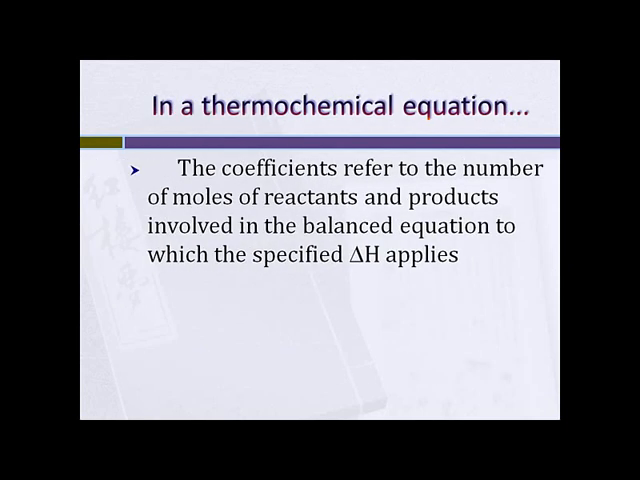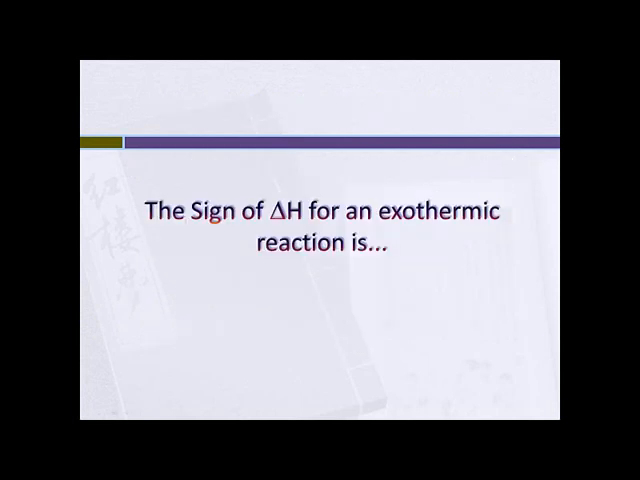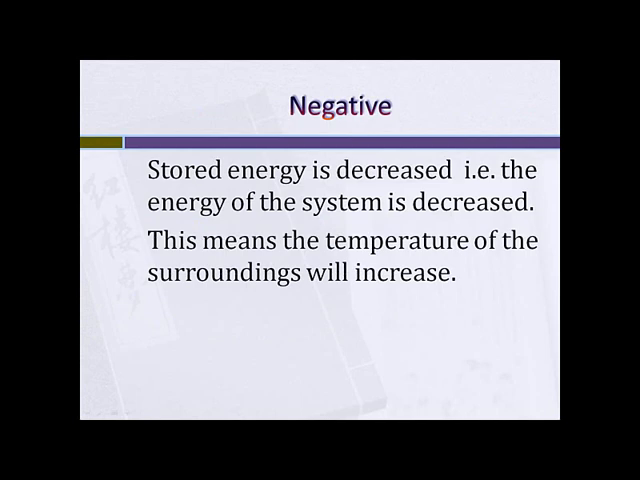So, the coefficients that are there refer to the number of moles of reactants and products involved in the balanced equation, to which the delta H that is given applies. The delta H is usually written in kilojoules per mole, but it does apply to the reaction as written. It's directly proportional to how much reacts or how much is produced. And you may have already done calculations like that in a previous chem course. Remember, the sign of delta H for an exothermic reaction is negative, and that's because the stored energy is decreased. The energy of the system goes down. That means the energy of the surroundings goes up, which is usually accompanied by a temperature rise.